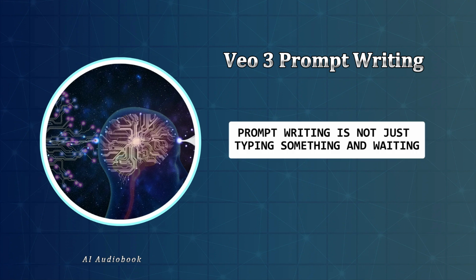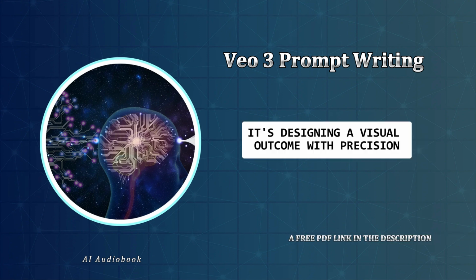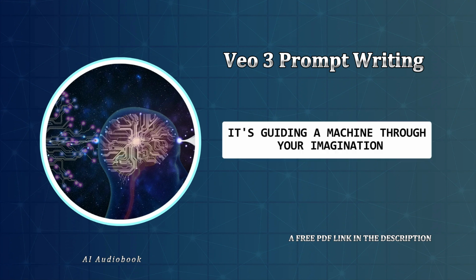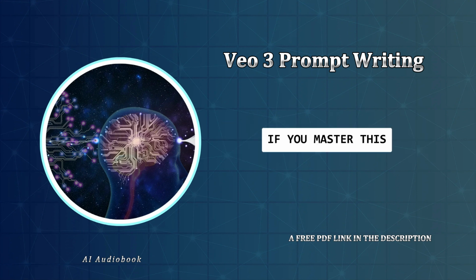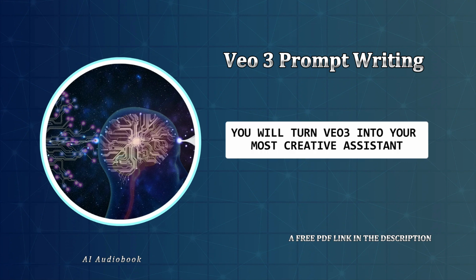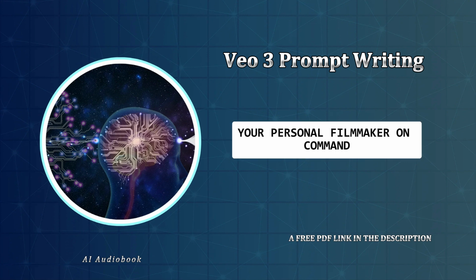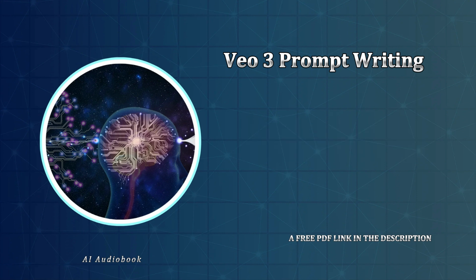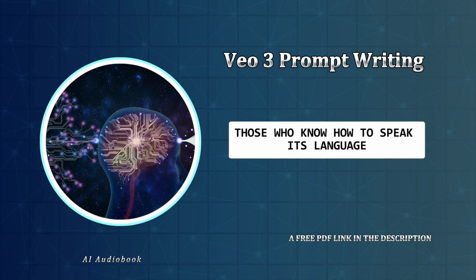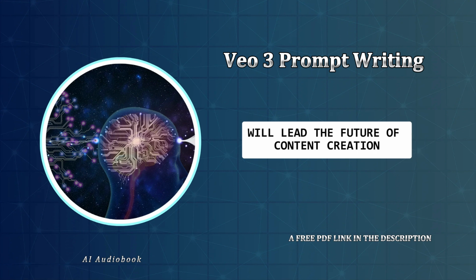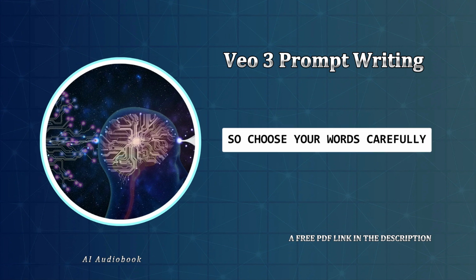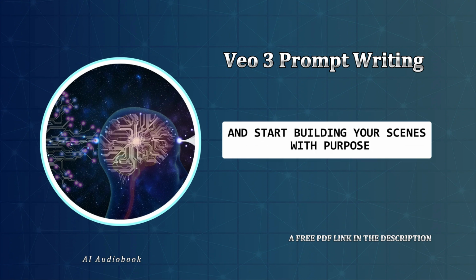Prompt writing is not just typing something and waiting. It's designing a visual outcome with precision. It's guiding a machine through your imagination. If you master this, you will turn Veo 3 into your most creative assistant, your personal filmmaker on command. And as this technology grows, those who know how to speak its language will lead the future of content creation. So choose your words carefully and start building your scenes with purpose.